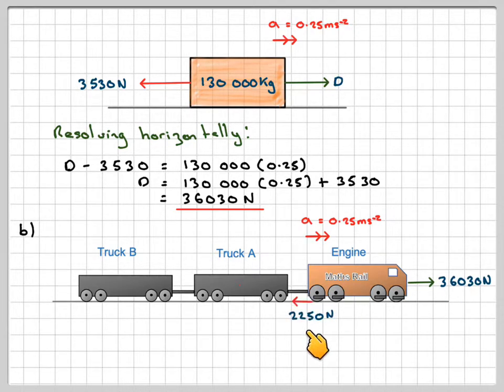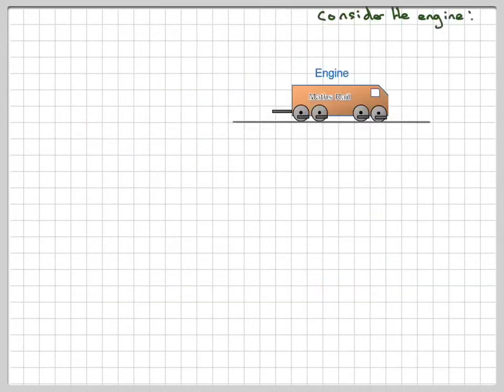We have a resistance here of 2,250. We have a tension in the coupling, T1, going that way, and then for truck A, the tension will go that way. Truck A also has a resistance of 640 and a tension T2 pulling that way. Truck B will have a tension T2 pulling the opposite direction and a resistance to motion of 640 newtons. Now considering each of these individually, we'll consider first of all the engine.